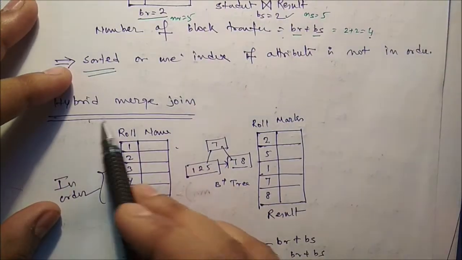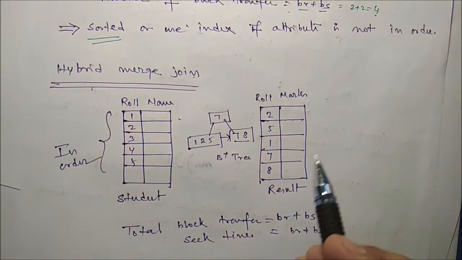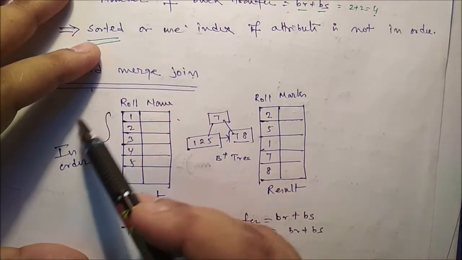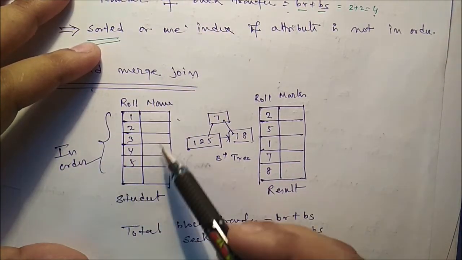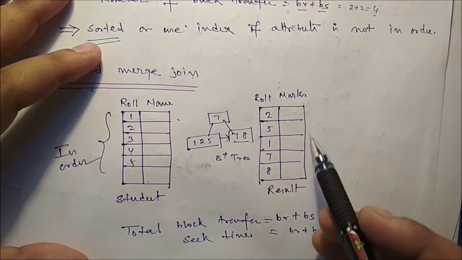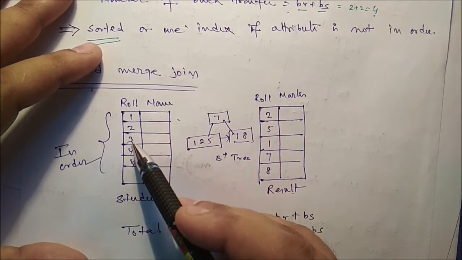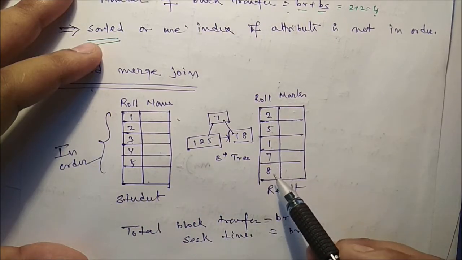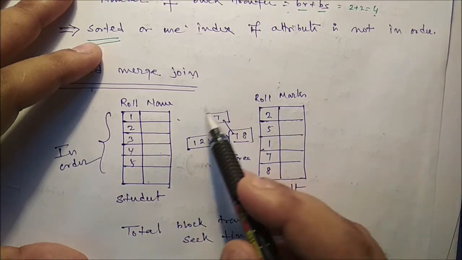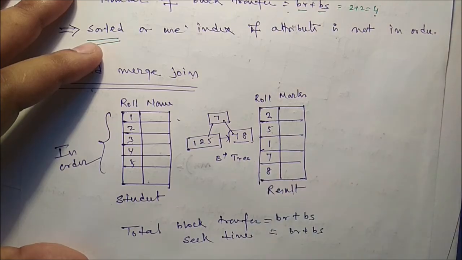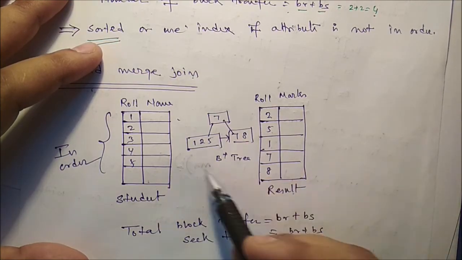Next is hybrid merge join. Here the student table is in order, but the result table is not in order. Say roll numbers 1 2 3 4 5 in one table, and here roll numbers 2 5 1 7 8, which are not in order, so we have to process this, and we may use the B plus tree index.